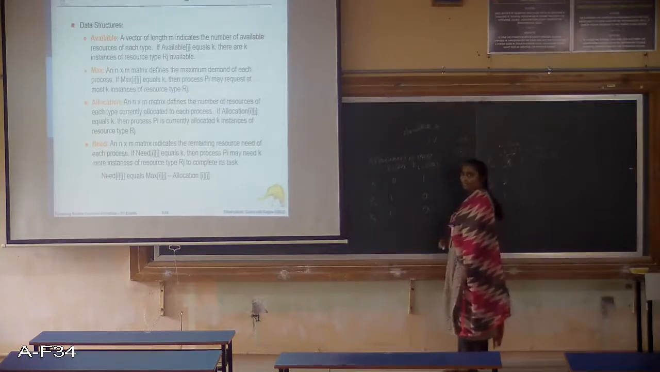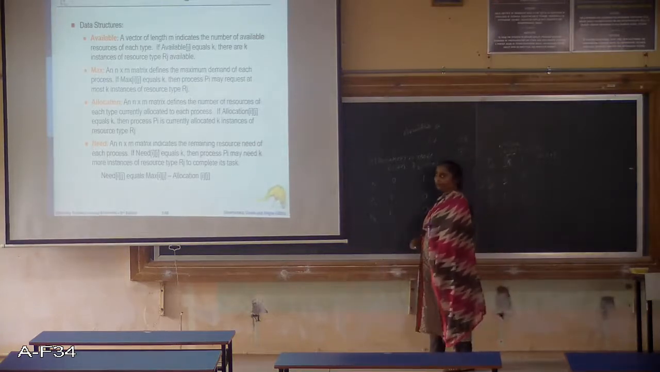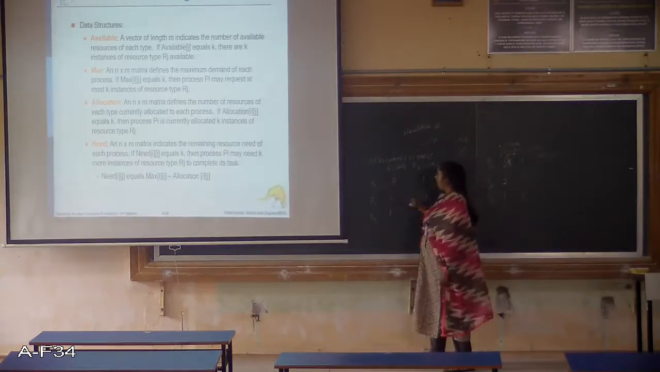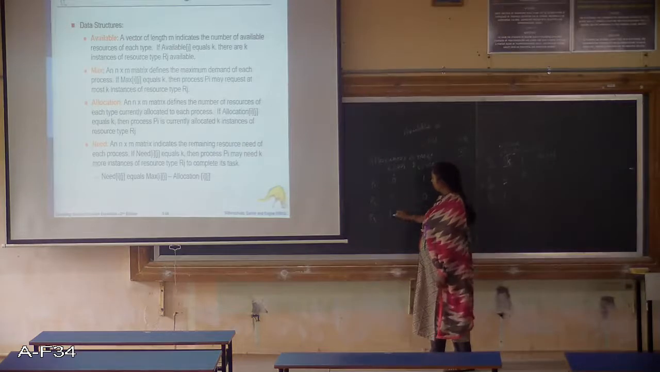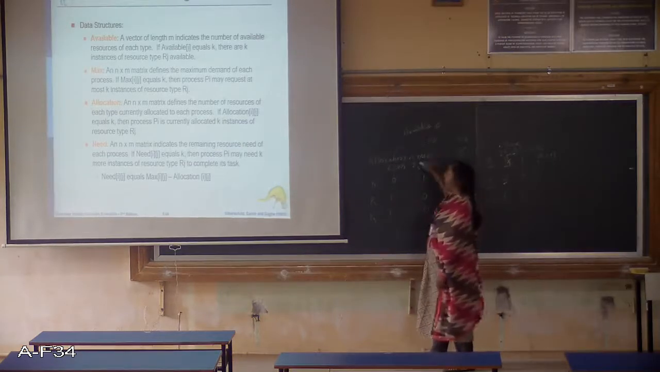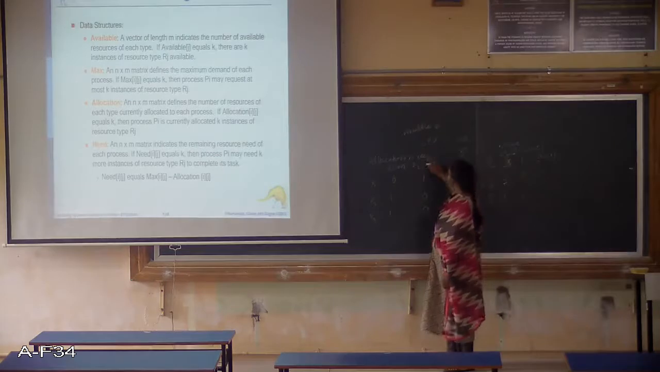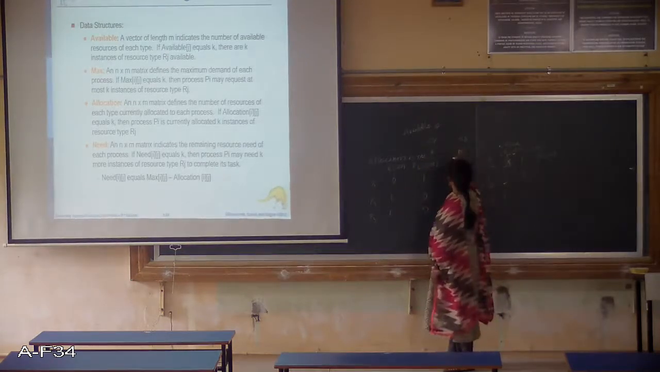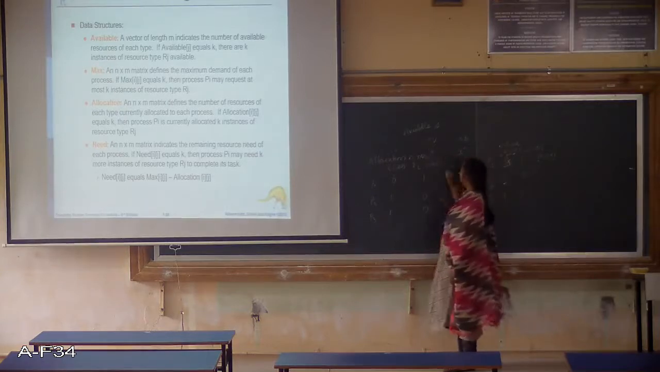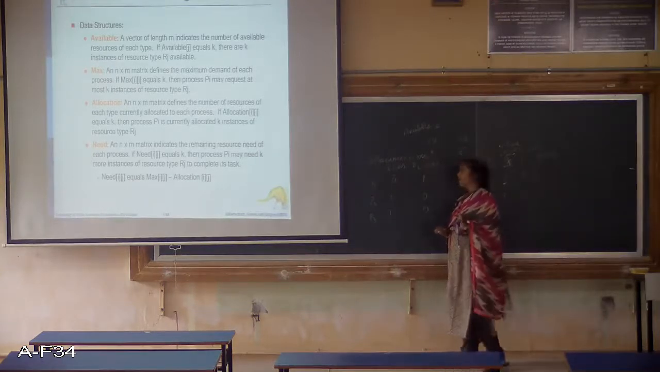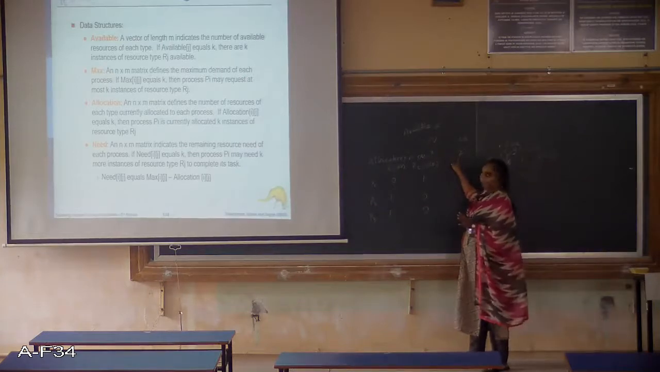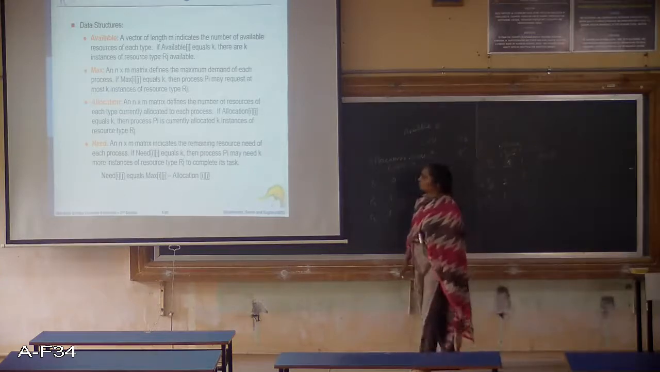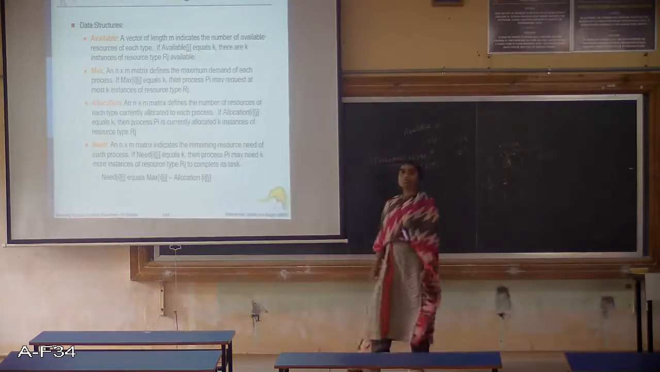What is the maximum available with us? 8 CPUs and 3 USBs, right? Out of that, how many are already in use? 1 USB is in use, and 2 CPUs are in use. So how many are available with the system now? 8 minus 2 is 6 and 3 minus 1 is 2. So available are only 6 and 2. Totally there are 8 and 3, but out of that, this is what is already utilized.